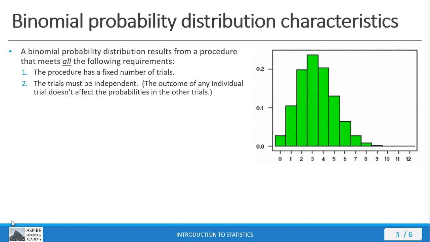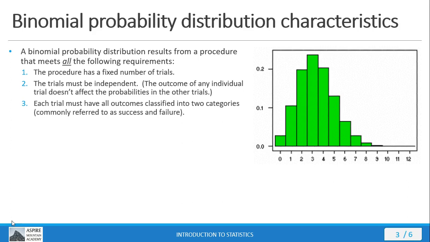The outcome of any one trial can't depend on the outcome of another trial because, as we've seen earlier, that changes how you calculate the probability for those trials. And we can't have that. We've got to have trials that are independent so that the way we calculate the probability is not affected by any of the other trials.